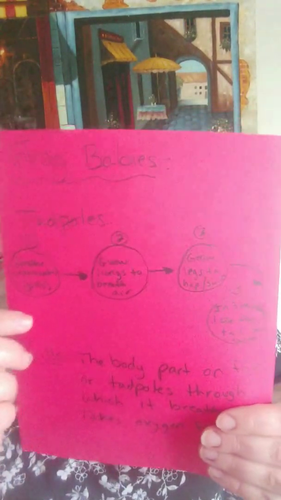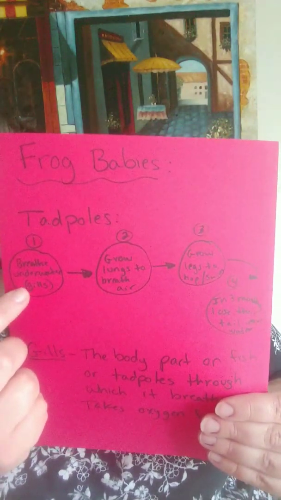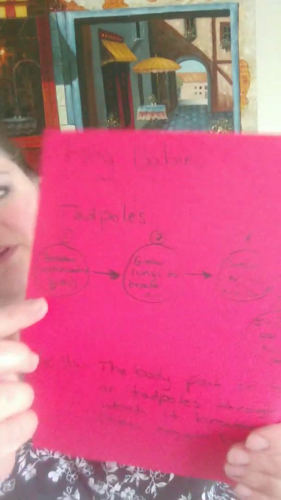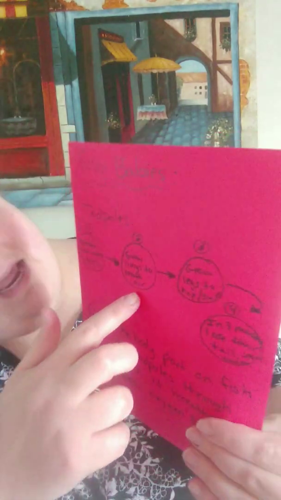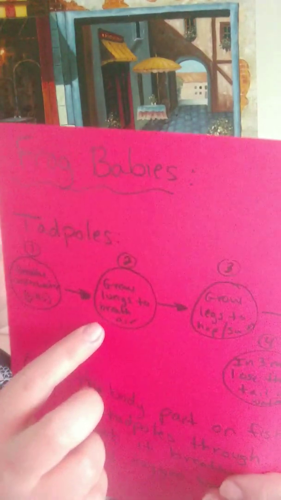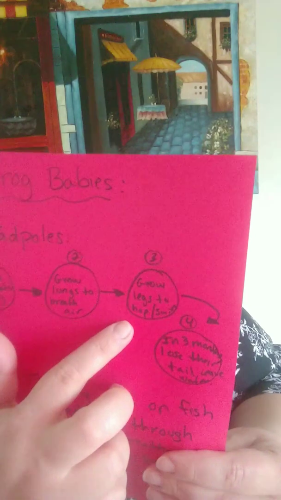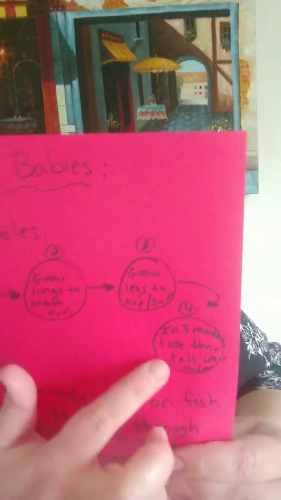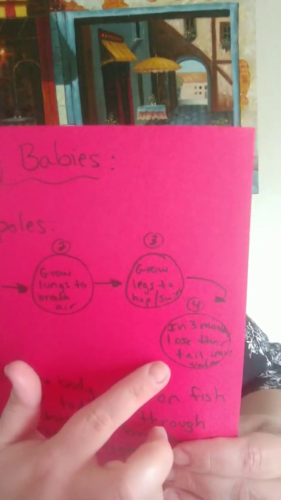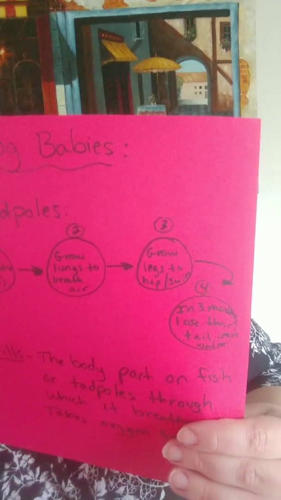So I went ahead to save some time, and I did that before I joined on here. And now you can see mine. So I have the first step, which I have here, they breathe underwater, and I did put a little note here, gills. Then after, the second thing that happens is they grow the lungs to breathe air. Third bubble in my diagram, they grow legs to then hop and swim. And then finally, I put that they lose their tails and then they hop out of the water.